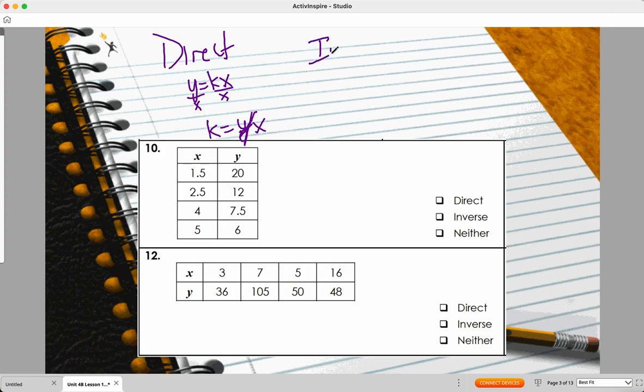So if it's inverse, we're going to start off with the equation y equals k divided by x. And when we solve this time, we're multiplying by x on both sides. So xy equals k. Now we check to see if they're all the same. So again, I start out here: 6 times 5 is 30. 12 times 2.5, well, half of 12 is 6, so 6 times 5 is 30. 4 times 7.5 is 30. So this is another inverse variation. If any of these were different, then I'm talking neither.